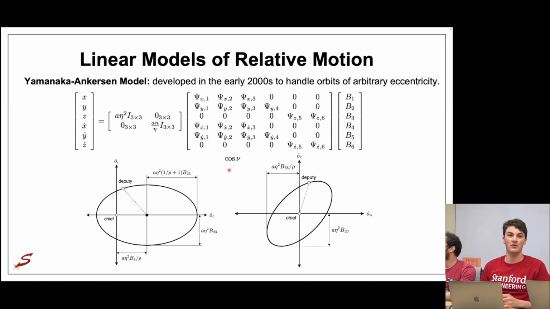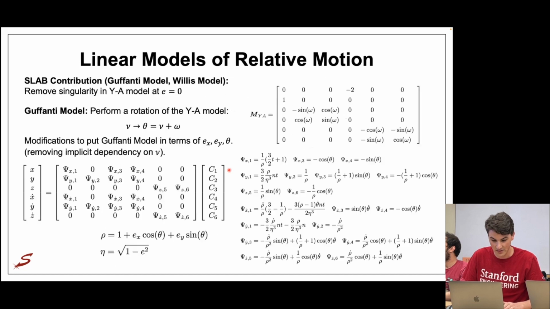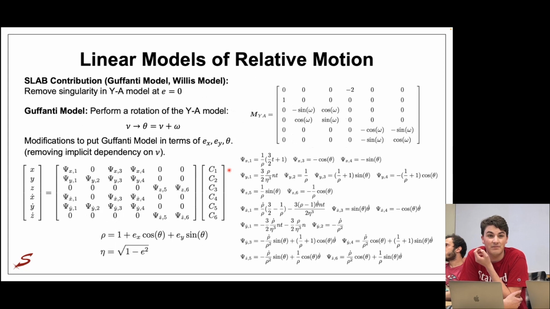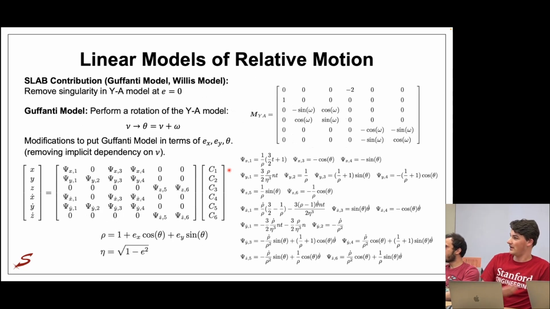Fixing rho is actually a very useful strategy that we can use for mission design, and we'll talk about that in later slides. So one of SLAB's contributions to the state of the art is removing the singularity of the Yamanaka-Ericksen model at eccentricity equals 0 in a circular orbit. And this has been done by two people in the lab, Tommaso Guffanti and Matthew Willis. They had very similar strategies resulting in similar models, which are borderline equivalent, but have some slight differences. In my work, I'm working with the model that Tommaso introduced, so that's the one I'm going to discuss here.